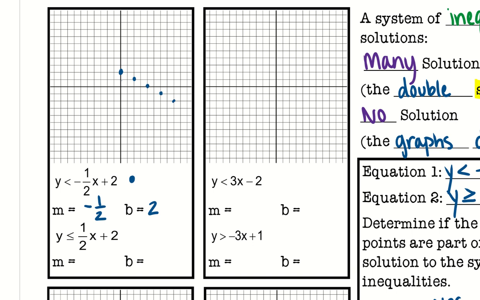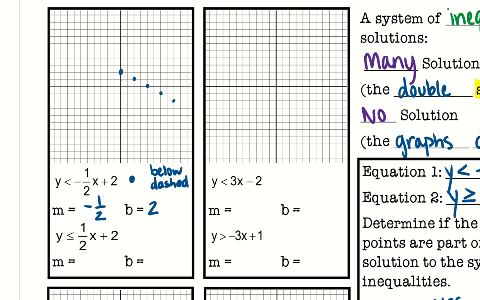And remember, you want to get as many points as possible. That's going to help you draw a straighter line. Okay, so something I need to pay attention to is whether my line should be solid or dashed, and which way I'm going to shade. So this inequality is less than, so that means I'm going to shade below, and there is no equal to, so it's going to be a dashed line.